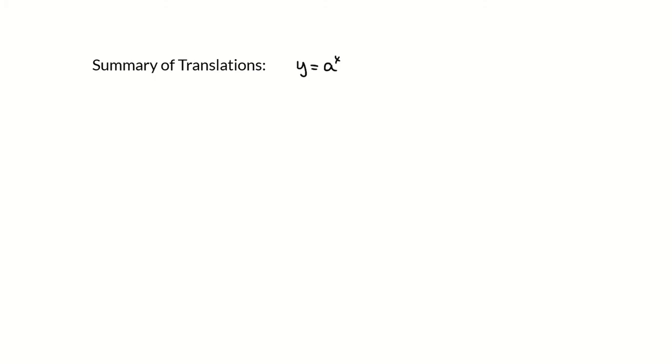Let's summarize these translations. If our original function is just a to the x, where a is some number greater than 0, then the domain of that function is negative infinity to infinity. The range is 0 to infinity, and the asymptote is at y equals 0. If we add a number, so if we look at a function a to the x plus k, where k is positive, that's going to shift up k units.